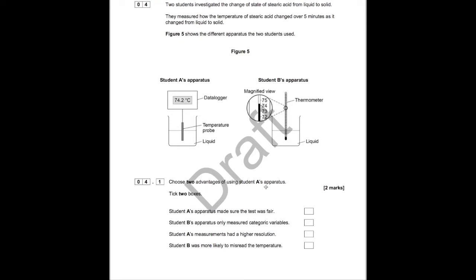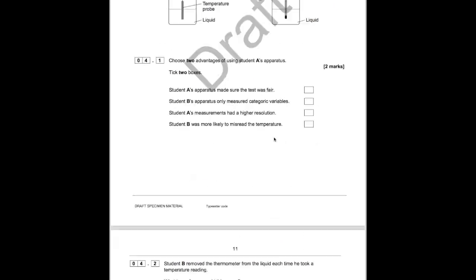Choose 2 advantages of using student A's apparatus. Tick 2 boxes. Student A's apparatus made sure the test was fair. Nope. Student B's apparatus only measured categoric variables. No. Student A's measurements had a higher resolution. Yes. Student B was more likely to misread the temperature. Well, yeah, it's very difficult to say exactly what the temperature is, so the answer is those 2.